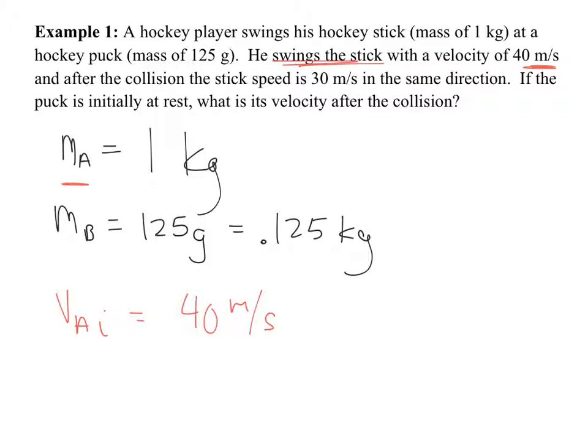Now, the puck is initially at rest. We're told that at the end of the problem. So what statement can I write from that? If the puck is at rest, I can write? Well, V_B,i is 0. There it is. The velocity of object B initially is 0. Now, after the collision, or after the stick hits the puck, what's going to happen?